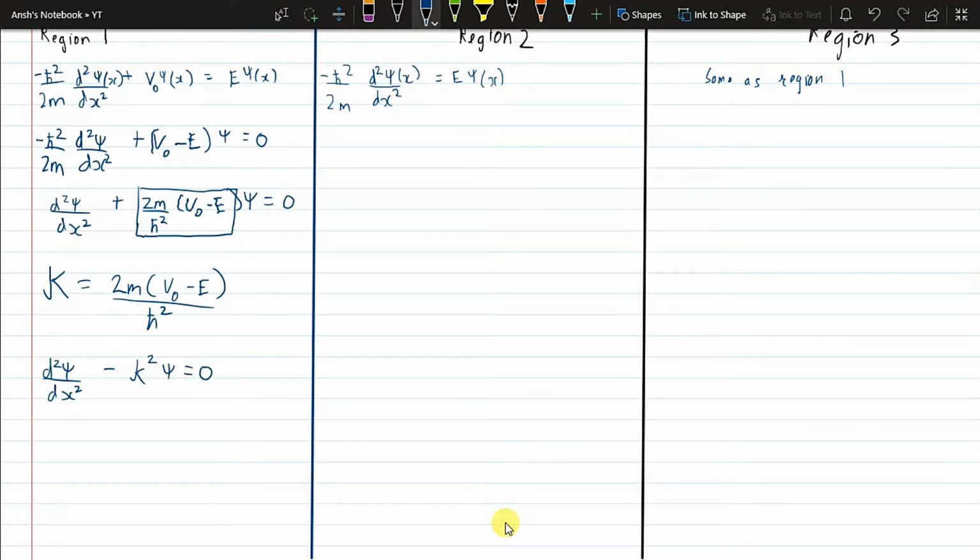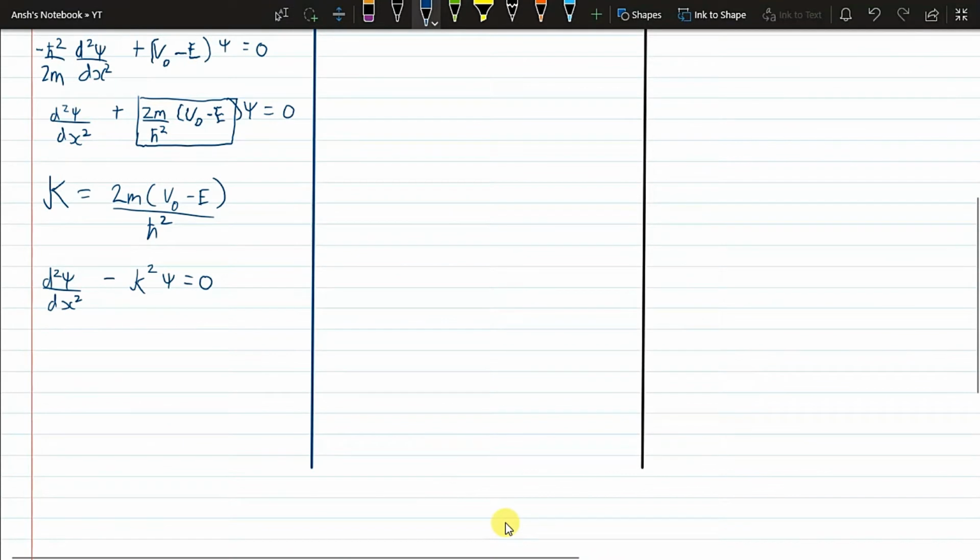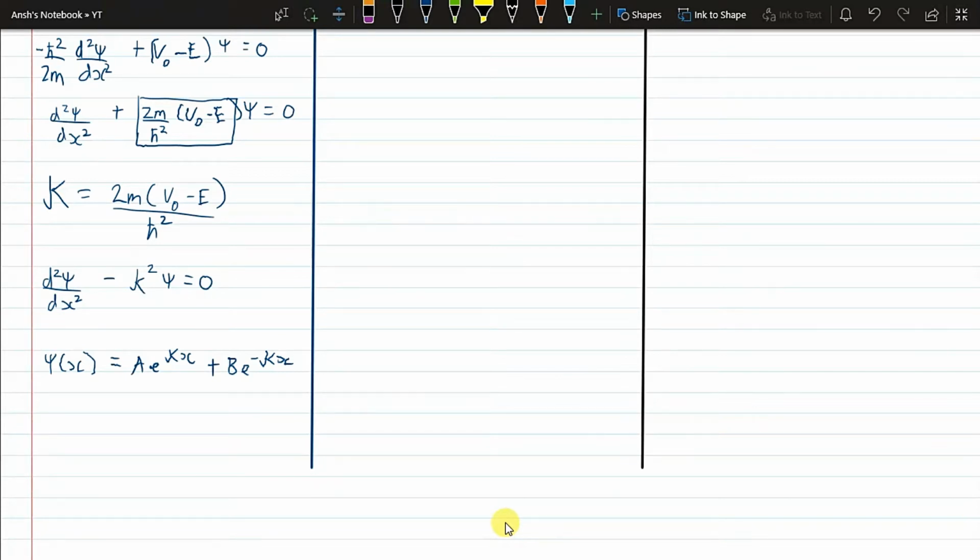Again, this is a differential equation whose solution is pretty well known, and it has the form of psi of x equals A e raised to kappa x plus B e raised to minus kappa x. This is a general solution of this sort of differential equation right here. Here A and B are arbitrary constants.